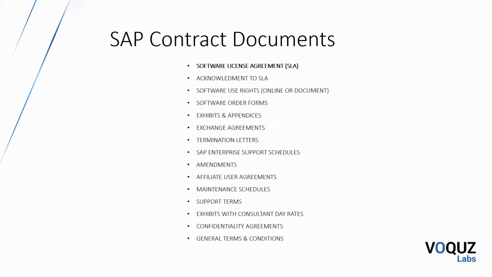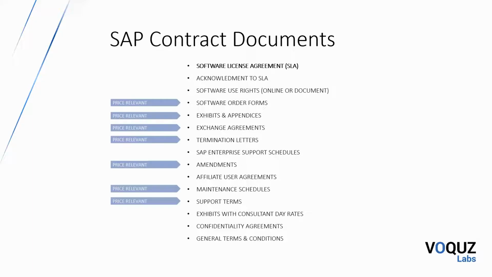First of all, we're going to take a look at SAP Contract Documents and which of these are relevant for pricing purposes. So we have your software license agreement, the SLA, acknowledgement to SLA and software use rights, which may be available online or documented as part of the contract, and many other types of contract documentation. Those relevant for pricing purposes would be order forms, exhibits and appendices, exchange agreements, termination letters, amendments, maintenance schedules, and support terms.